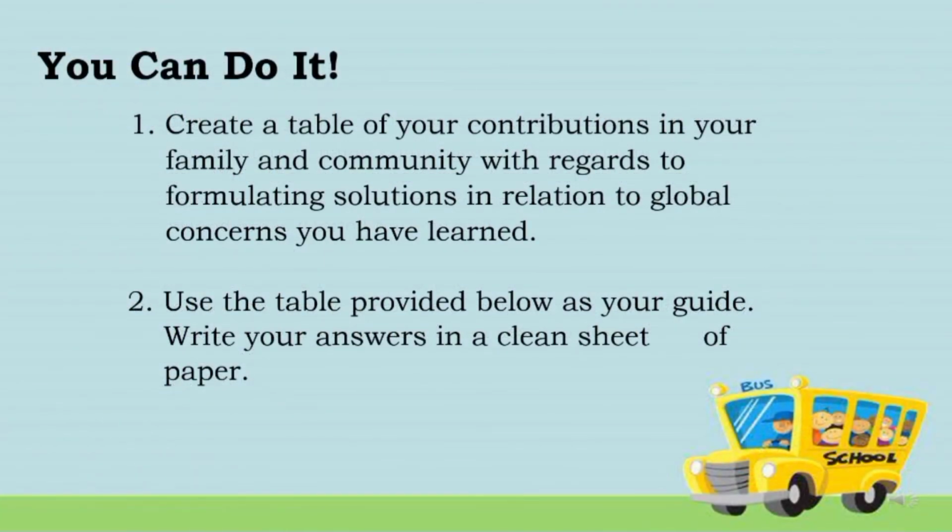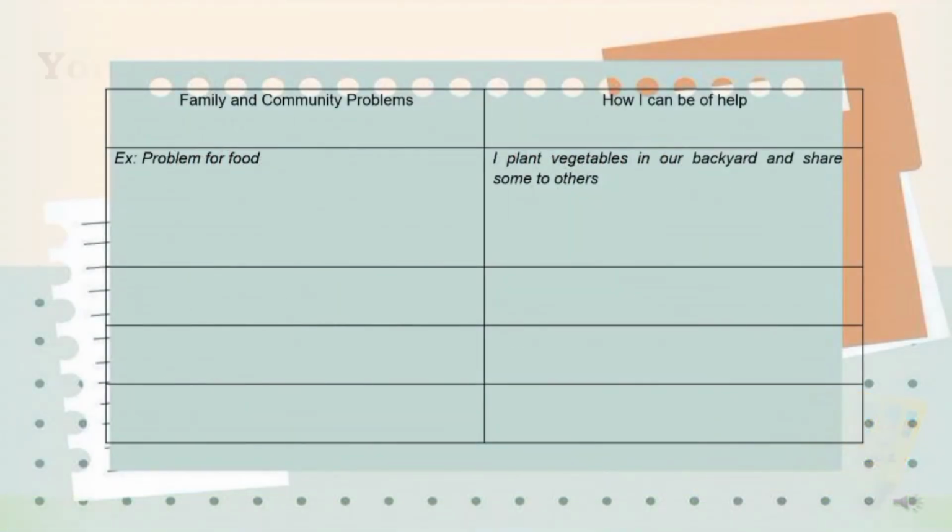For your You Can Do It activity. Number 1. You are going to create a table of your contributions in your family and community with regards to formulating solutions in relation to global concerns you have learned. And 2. Use the table provided below as your guide. Write your answers in a clean sheet of paper. Here is the sample table that will serve as your guide in doing the given activity.